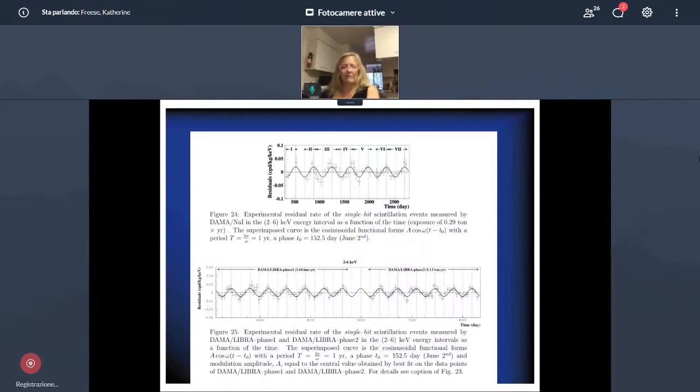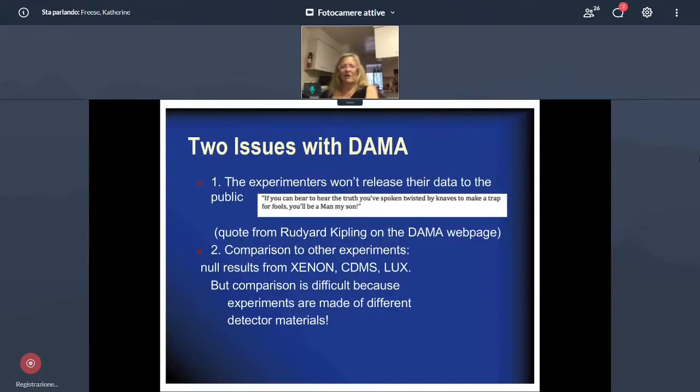Next slide, please. The goal is to find dark matter, and I think we should just skip ahead. And next slide.